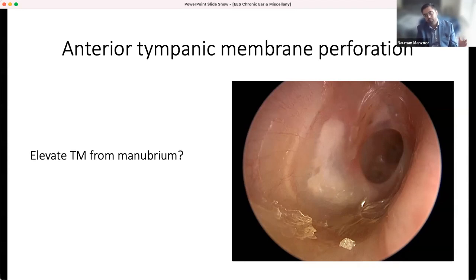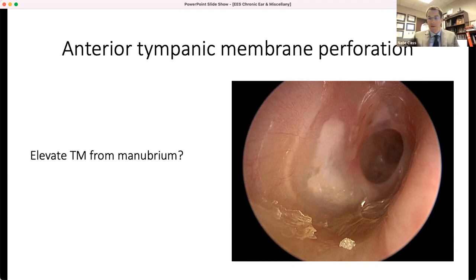But in my opinion, let me phrase it this way. What are the cases where I will not elevate from the malleus? Well, if it's a posterior perforation or inferior perforation where there's no involvement of the manubrium of the malleus, that's the case where I won't do it. But in most other cases, and especially a case like this, I would probably elevate it.